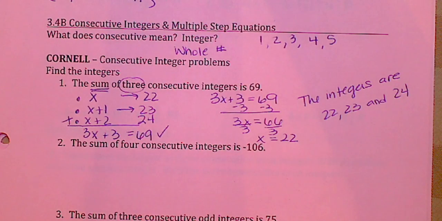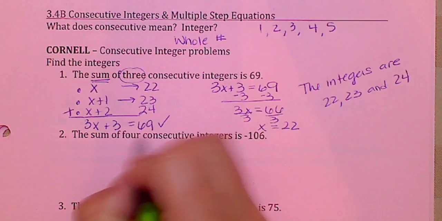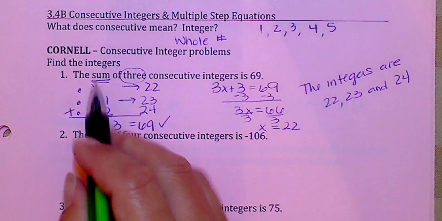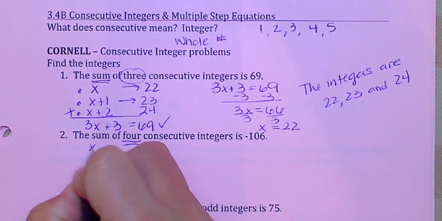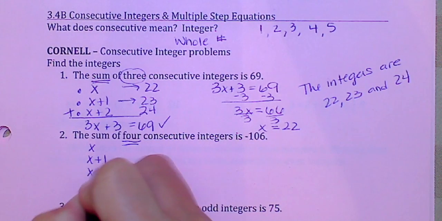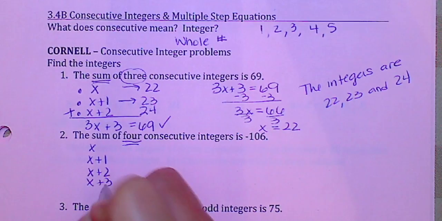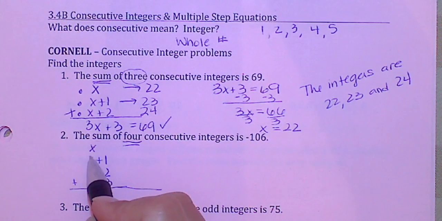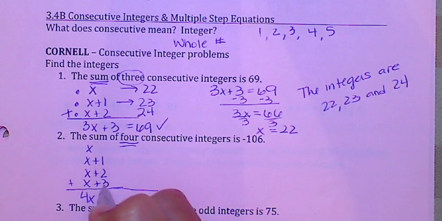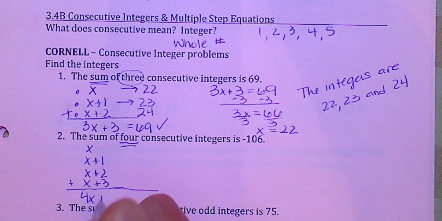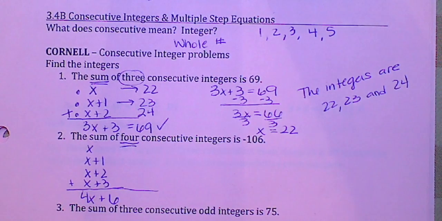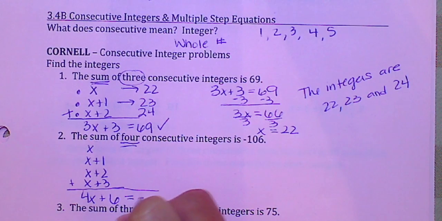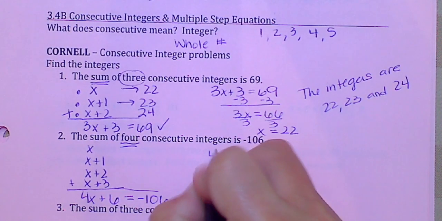All right, let's try another one. Number 2 says the sum of 4 consecutive integers is negative 106. So this time we need to set up 4. So still the first one is x, x plus 1, x plus 2, x plus 3. And we're still looking for the sum of them. So we'll add down once again. x plus x plus x plus x is 4x. 3 plus 2 plus 1 is 6. So we get 4x plus 6, and the sum of those is equal to negative 106. So I'm going to rewrite that up here.